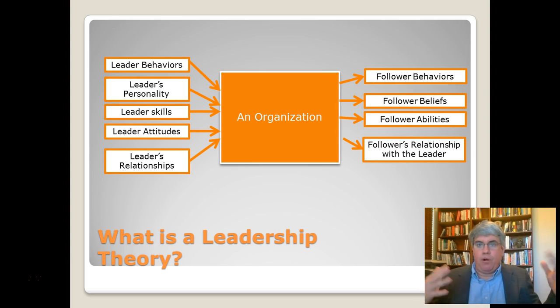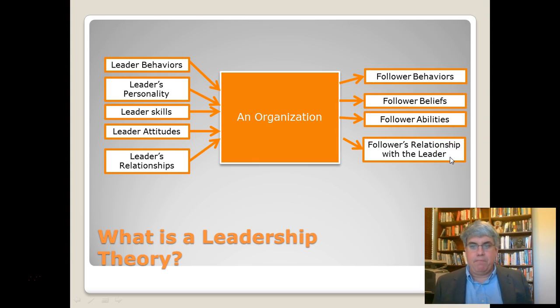Now, the leadership outcomes, those could include the followers' behaviors and any type of behavior that we want to look at. How cooperative are they? How well do they do the work? How much work do they accomplish? Maybe the followers' beliefs are what we want to use to describe good leadership, or the followers' abilities. We want them to grow and to be more capable of doing things. Maybe the followers' relationship with the leader is the leadership outcome that we're concerned about. So there's tons of different things that we could consider as leadership-related outcomes.